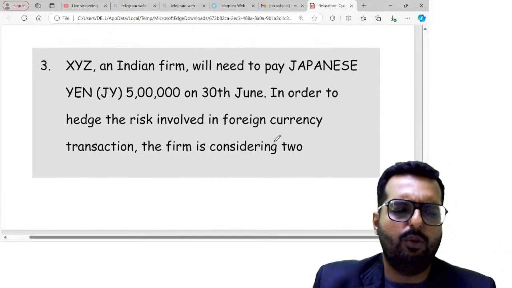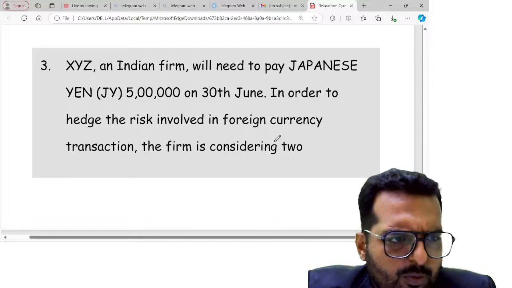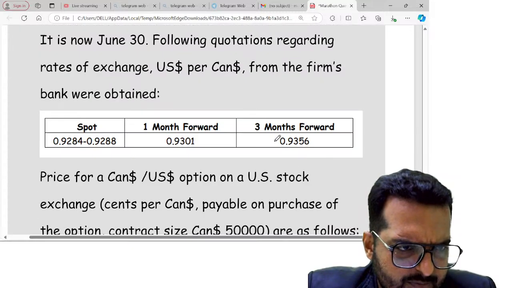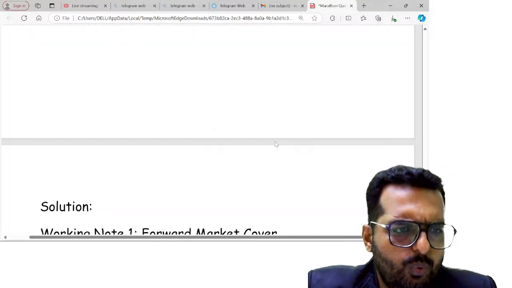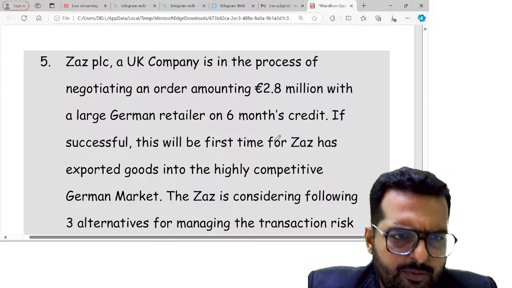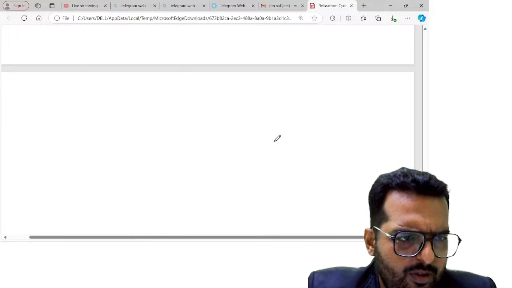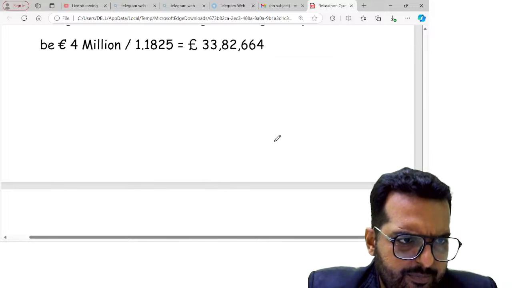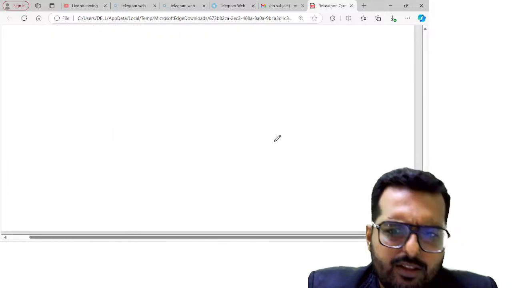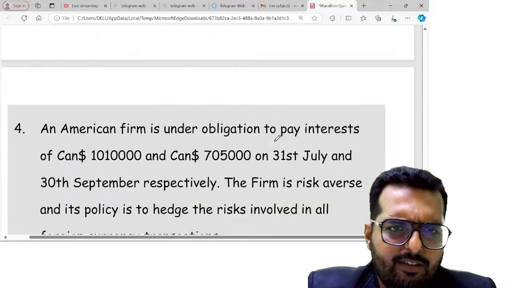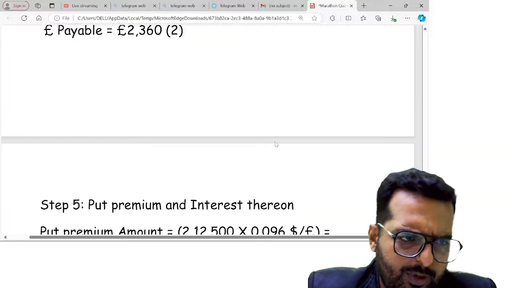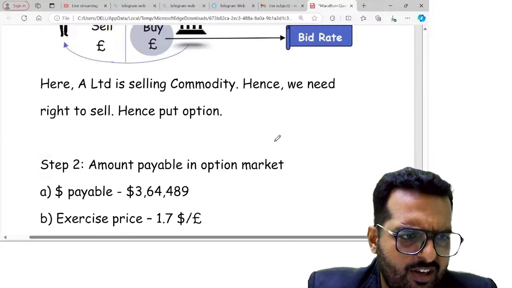Okay. Now, shall we go to the next question? Let's see how many more questions are pending to be done. We have a Japanese yen problem. One, two. This is a very good question. Three, four. That's it. We have just four more questions, friends. Let's do these four questions in one shot and pack up the session now itself. All right. Can I go to the next question now?